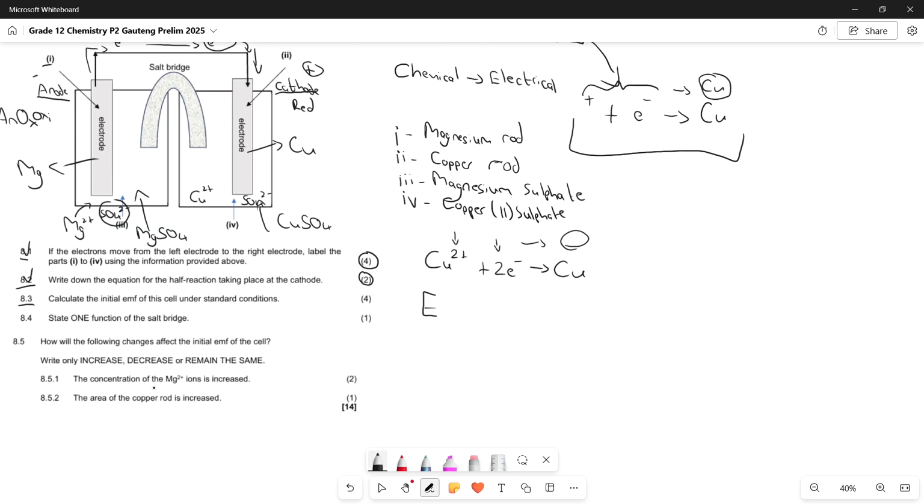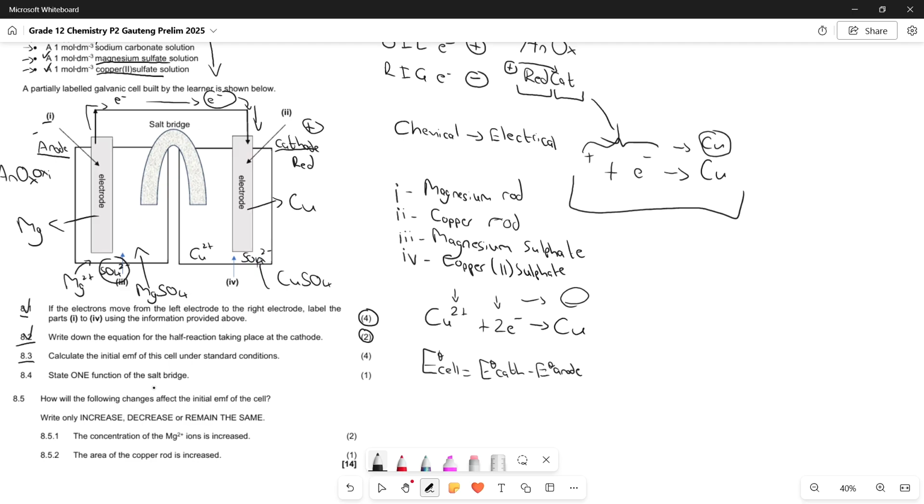So our electrovoltage of the cell equals the electrovoltage of the cathode minus the electrovoltage of the anode. And one thing to keep in mind is that considering the cell is all about converting chemical energy into electrical energy, we have to have a positive value here. If we didn't get a positive value, it means we switched up and made a mistake of which one is our cathode and which one is our anode.